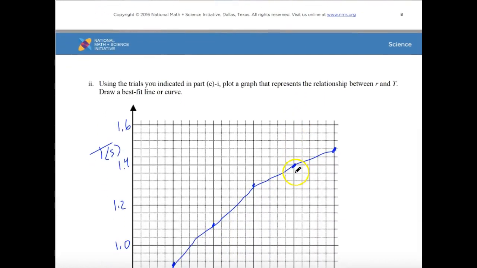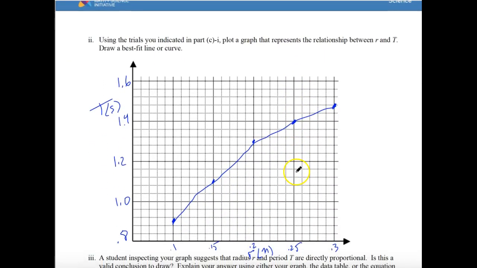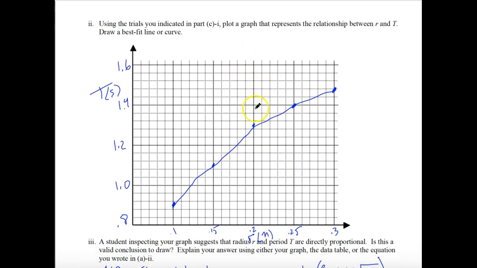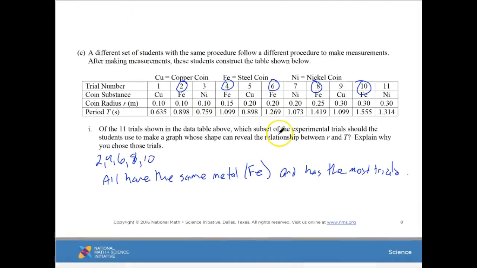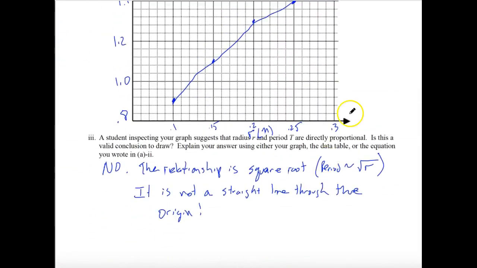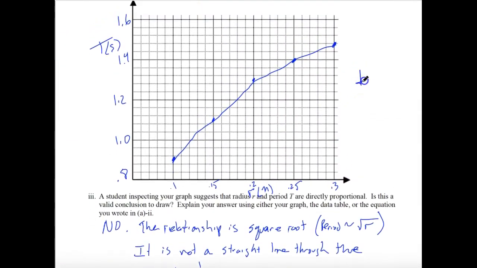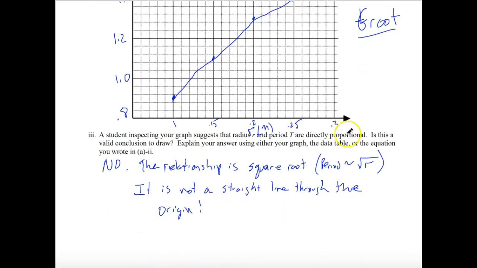In part 2, you'll see that it says use the trials that you indicated in part C(i) to plot a graph. So I went through and plotted the graph with those different points, and you'll see that this one has a root shape, and therefore it's got to be a square root relationship. The student looking at that graph suggests that the radius and period are directly proportional. The only way they could do that is if they started at the origin and made a straight line. They don't do that. And because they don't do that, we're going to say no.